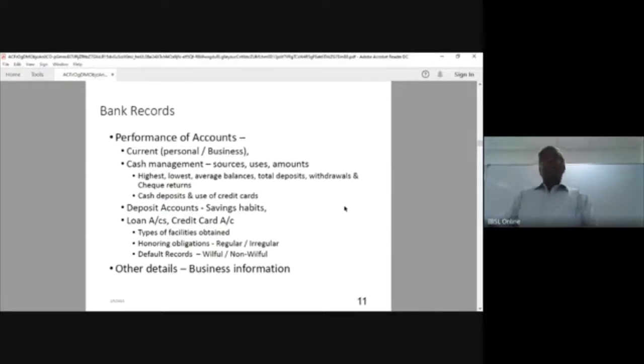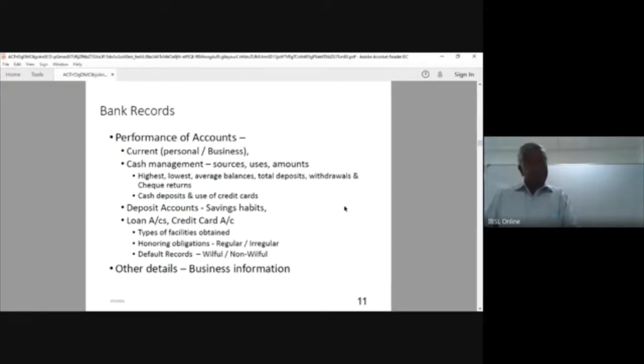Those days, of course, we had to do it manually. But now it is on the computer, so immediately you can get all this information within no time. Then cash deposits, and if they have credit cards, how they use their credit cards.